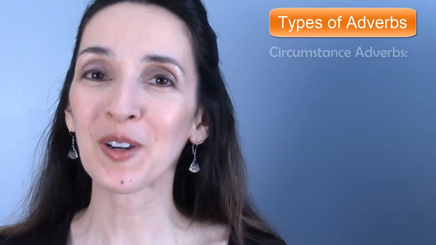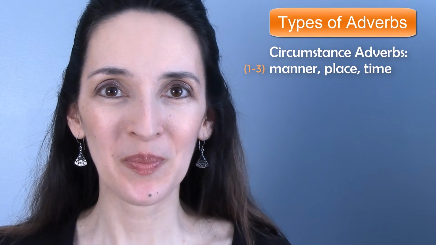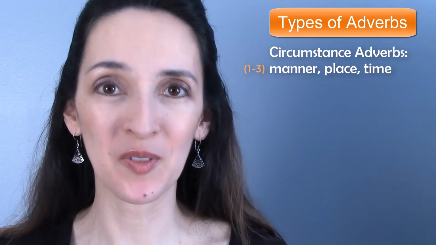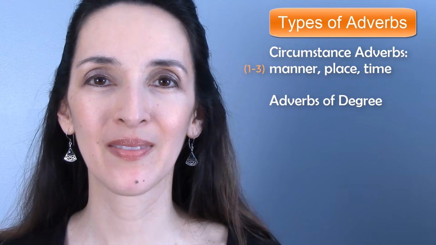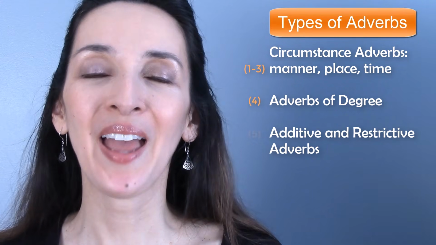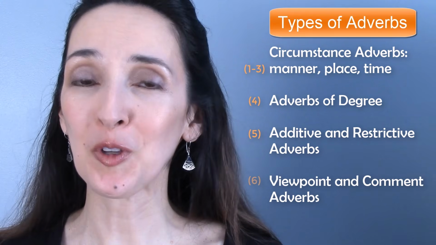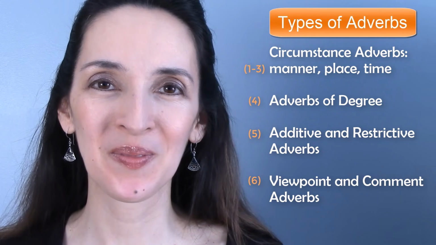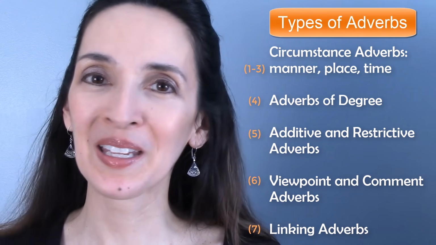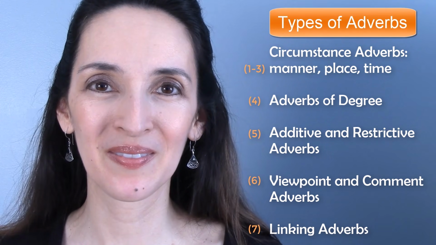Here's our list of the 7 types of adverbs. First, circumstance adverbs, which include adverbs of manner, adverbs of place, and adverbs of time. Next, we have adverbs of degree. Then, additive and restrictive adverbs. Viewpoint and comment adverbs. And finally, linking adverbs, which are also called conjunctive adverbs. Let's go through these 7 types of adverbs.